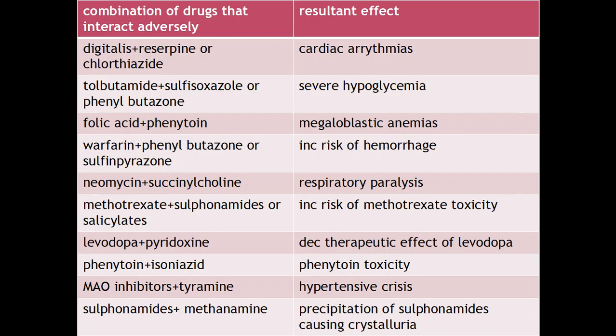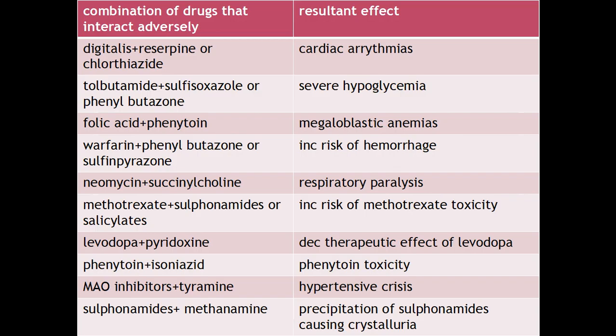Similarly, tolbutamide also, the action of tolbutamide is reduced by sulfasalazole or phenylbutazone, and since tolbutamide is used to treat diabetes, the reduced effect of tolbutamide leads to severe hypoglycemia. Then similar with the reserpine or chlorothiazide. Digitalis is used in cardiac arrhythmias. The effect of digitalis is being reduced by reserpine or chlorothiazide and it leads to cardiac arrhythmias.